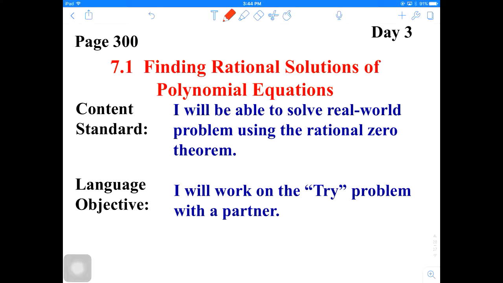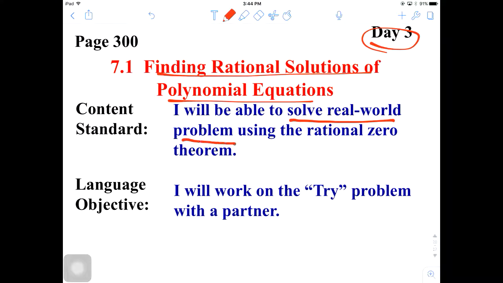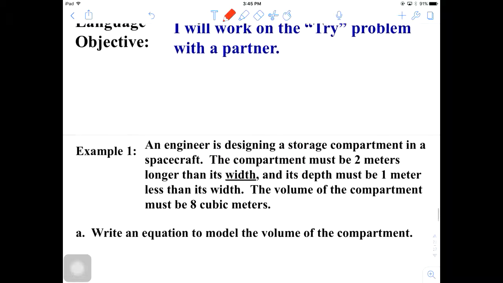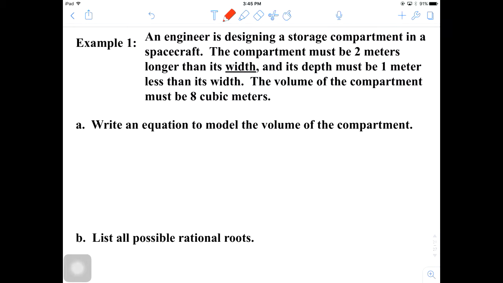Hello everyone, good morning. Today we're going to finish 7.1 and we will be wrapping up day 3 on finding rational solutions of polynomial equations. And today's focus will be solving real-world problems using the rational zero theorem, otherwise known as the PQ theorem. So let's take a look at the first problem here.